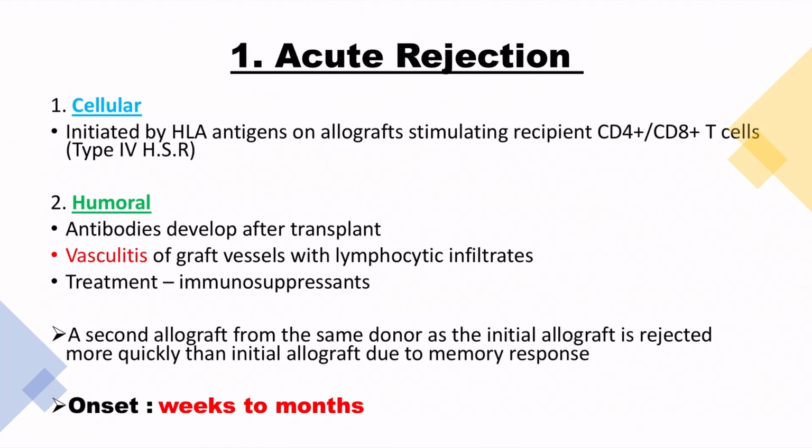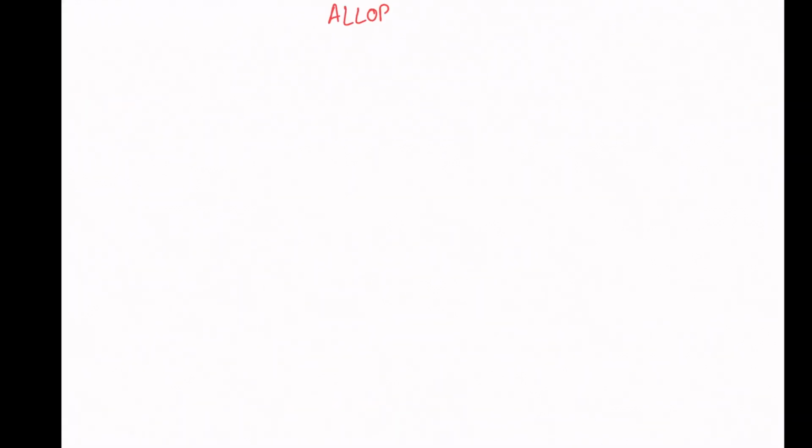The first is acute rejection. Now before we go into the types of rejection, I would like you guys to know something about allorecognition. What is allorecognition? Let me take you guys to the whiteboard and explain. Now let's talk about allorecognition. There are two types of allorecognition.